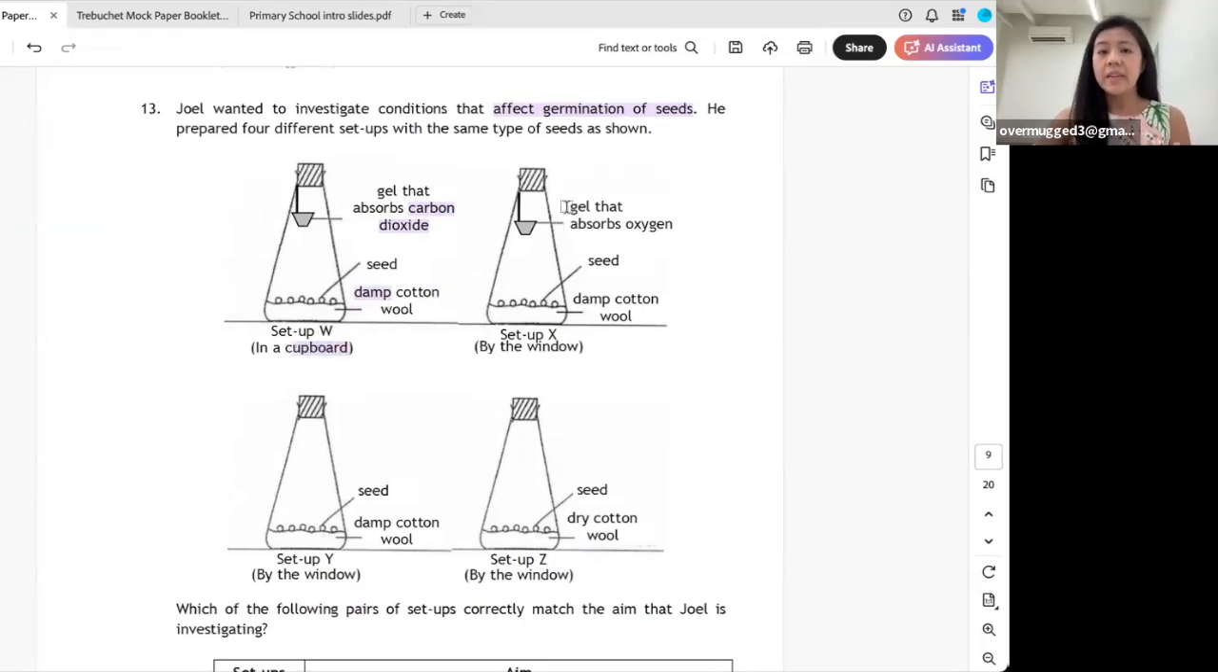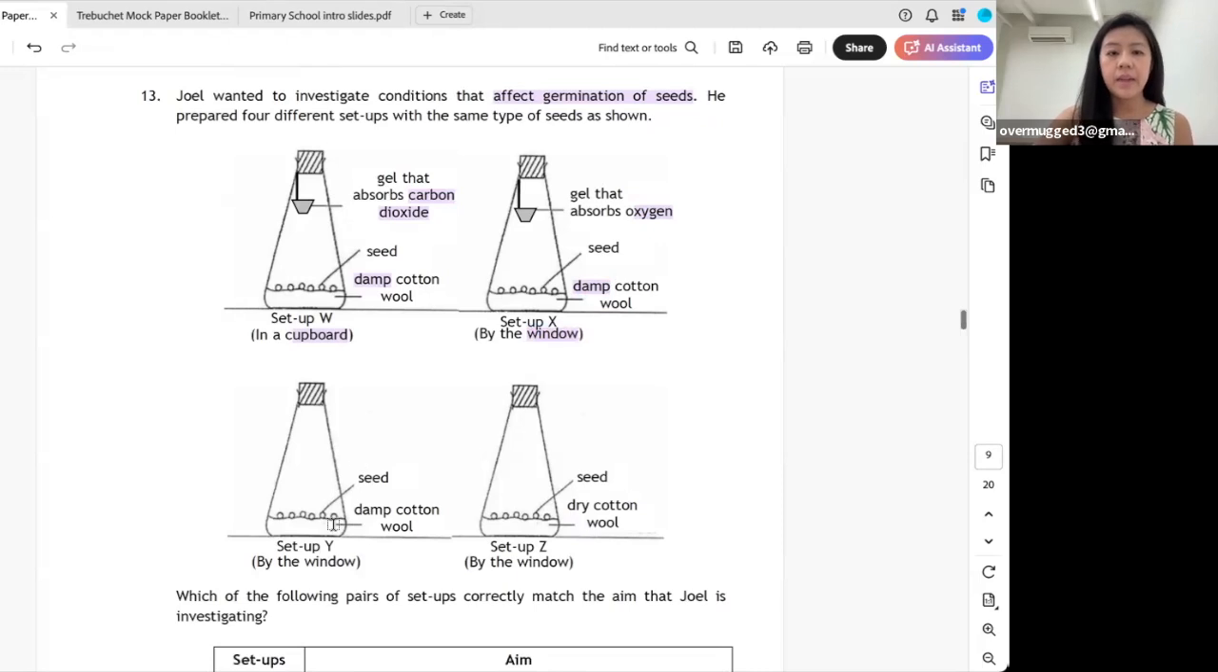Now, on the other hand, in the next setup, you have gel that absorbs oxygen. You have damp cotton wool. This time it is placed by the window. And then in setup Y, you have damp cotton wool. It's placed by the window. Setup C, you have dry cotton wool. It's placed by the window.